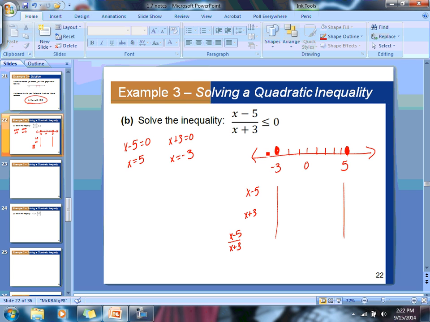So now if I test a value, let's just say I test negative 4. Negative 4 minus 5 would give me a negative value. Negative 4 plus 3 gives me a negative value. Negative divided by negative, that's positive.